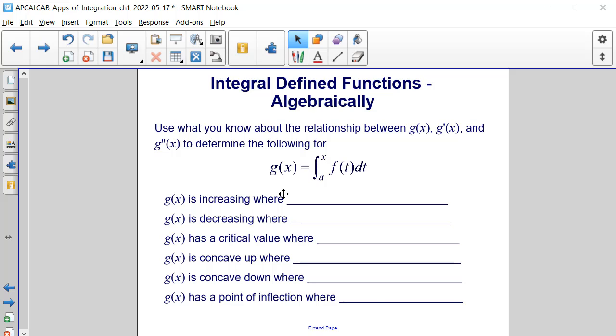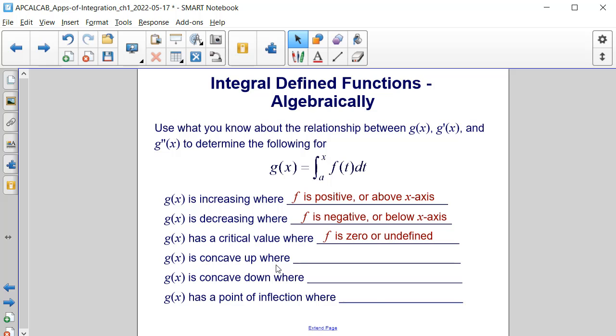Well, g of x is increasing where g prime of x is positive, and g prime of x is equal to f, where that's positive or above the x-axis. G of x is decreasing where its derivative, g prime, or f, is negative or below the x-axis. G of x will have a critical value where its derivative is equal to 0 or does not exist, or where f is equal to 0 or does not exist or is undefined.